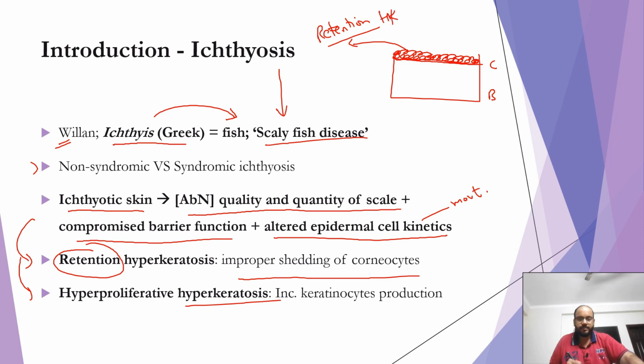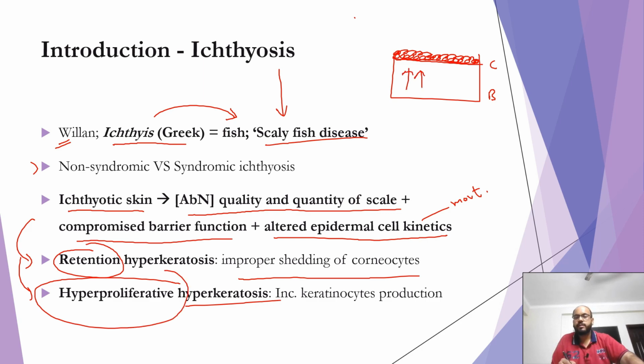While in the other type of hyperkeratosis, which is known as hyperproliferative hyperkeratosis, there is increased production of keratinocytes or corneocytes. This we typically see in diseases like psoriasis, in which the epidermal cell turnover time is increased to such an extent that a lot of cells are being produced, and that leads to thickening of stratum corneum.